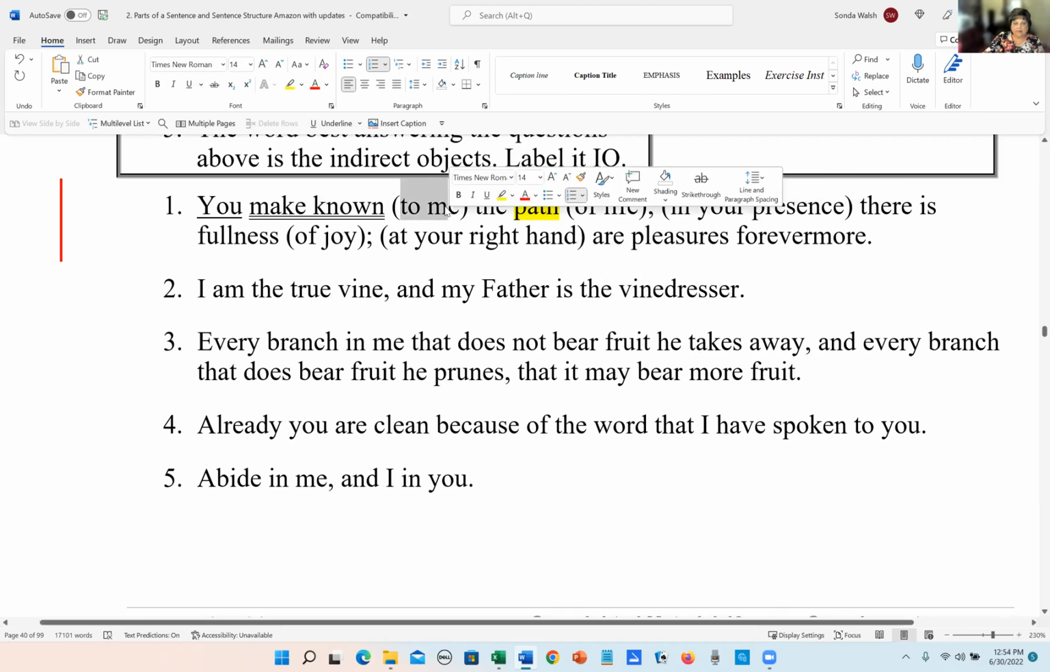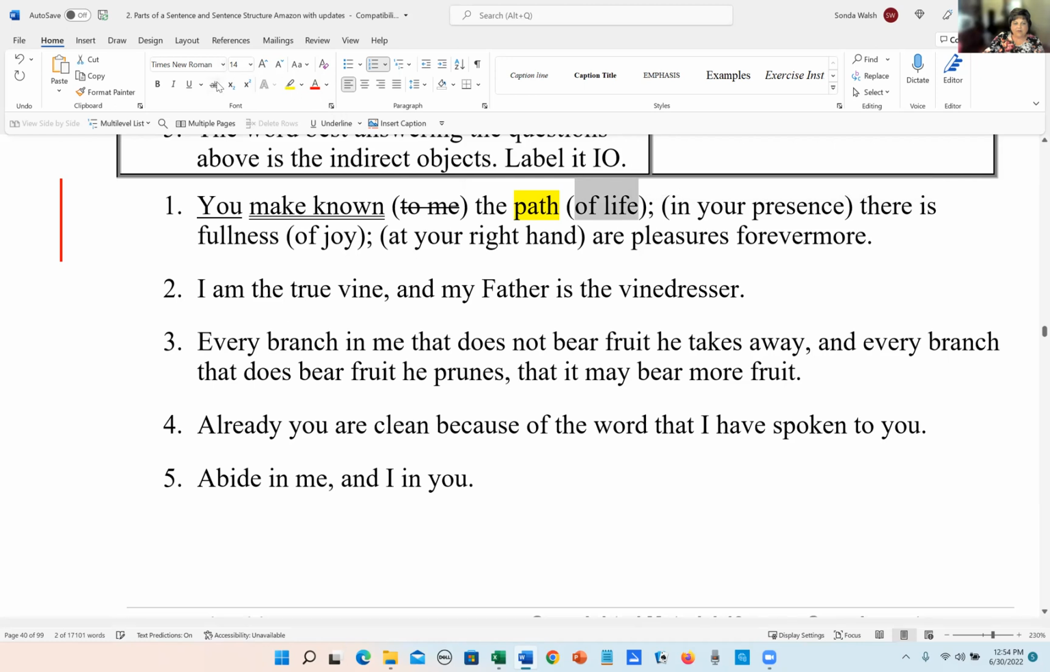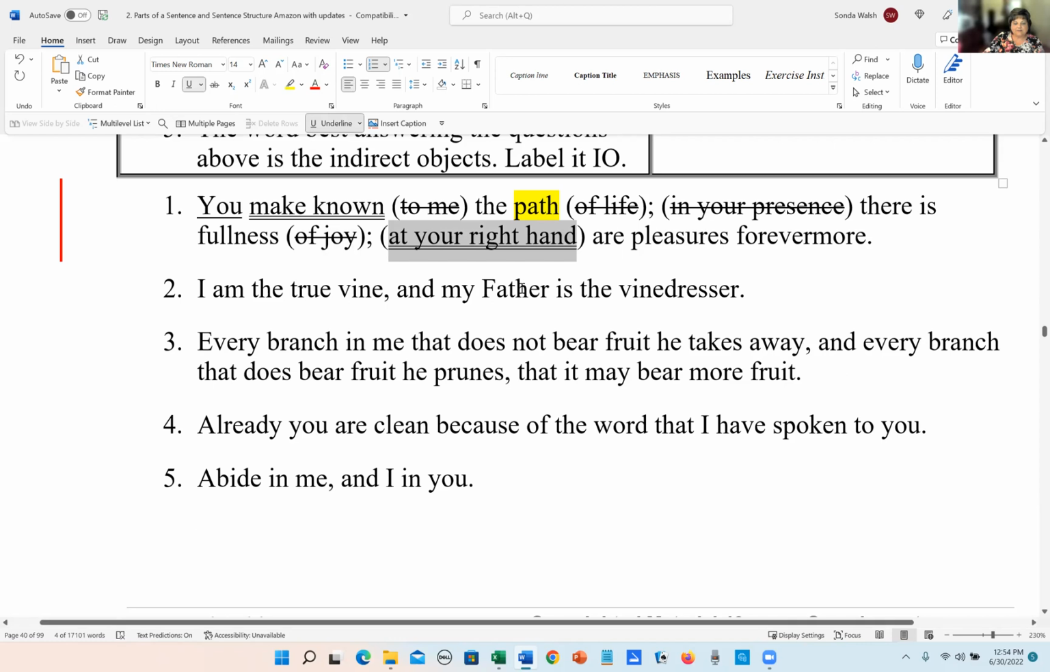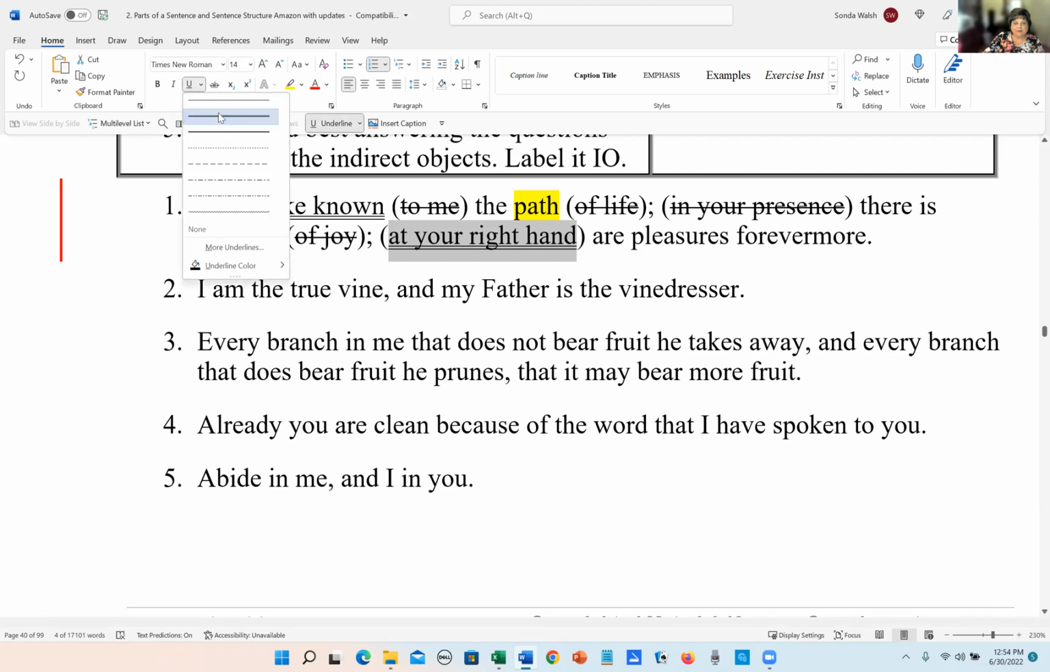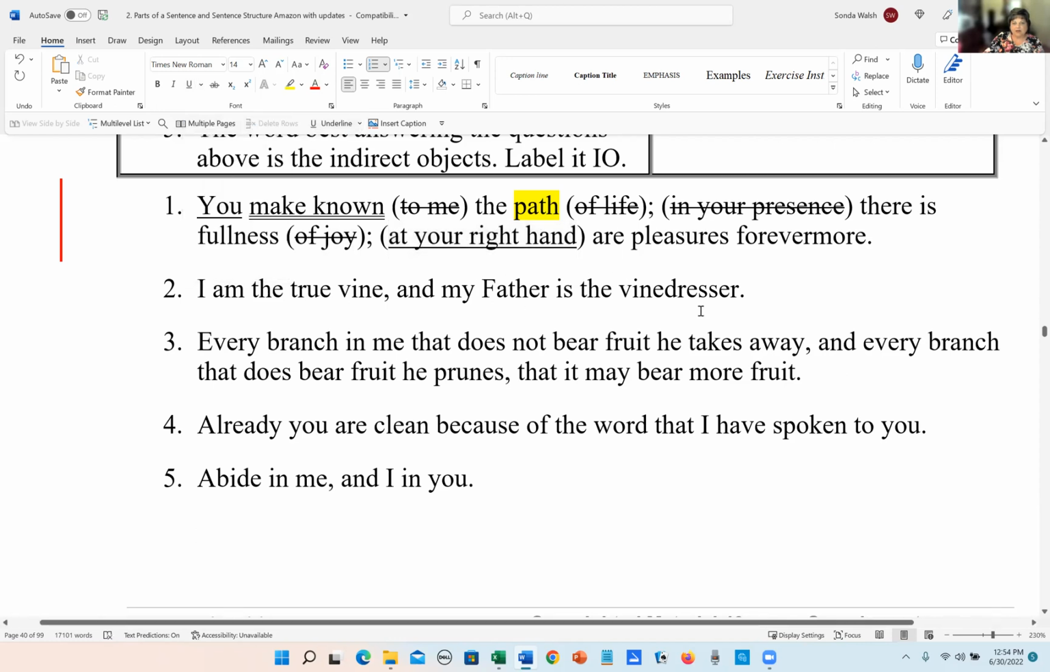Okay, I'm going to go ahead and mark this out because we're not going to find any of our complements inside a prepositional phrase. However, I'm pretty sure one of our prepositional phrases, the whole thing, is going to act as the subject, which is kind of different. So at your right hand is the subject of the sentence, which sometimes happens, but not a lot. Okay, let's go to the second part.